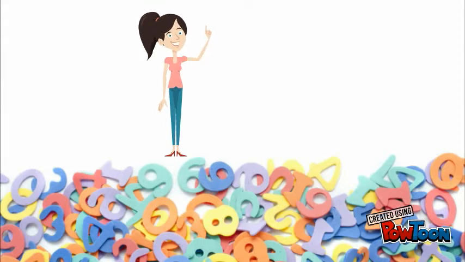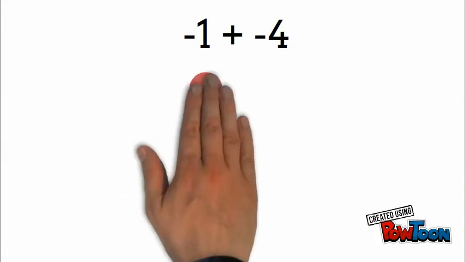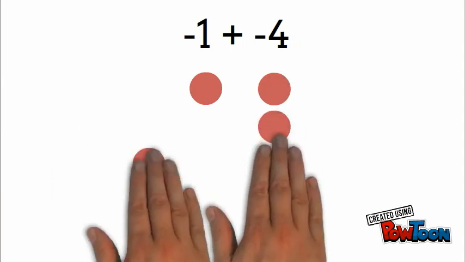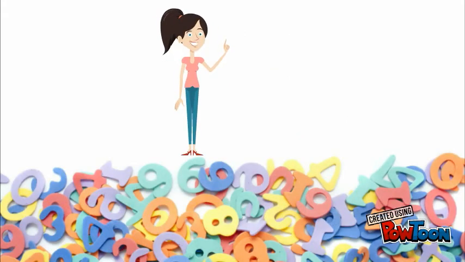Now let's look at adding 2 negatives together. For the problem -1 plus -4, put out 1 red for -1 and 4 reds for -4. Now there are no 0 pairs for us to remove, so all you have to do is count how many chips you have. You have 5 negatives. The answer is -5.